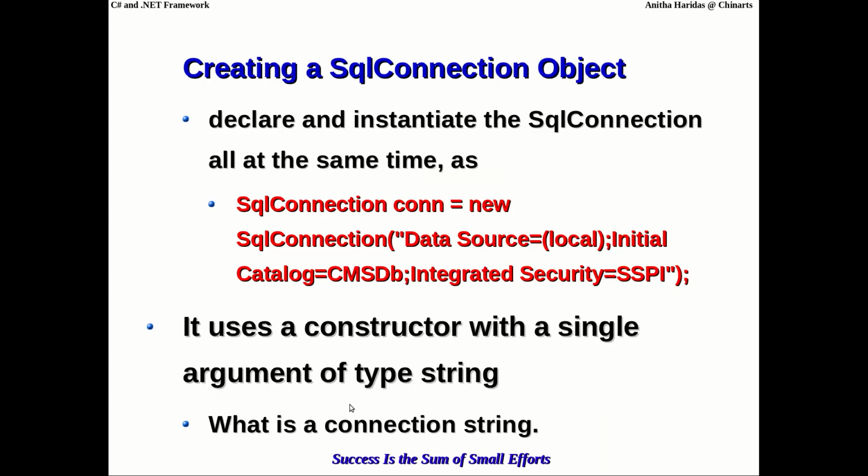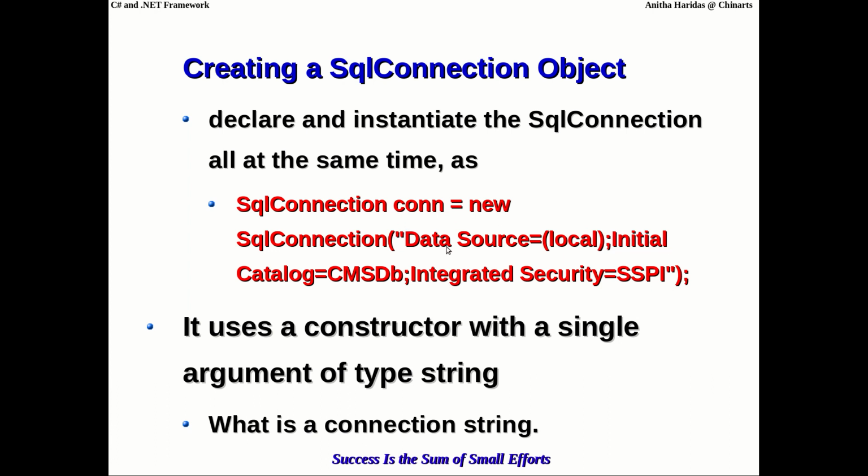Now, when you are creating a SQL connection object, what you have to do? You have to declare and instantiate the SQL connection all at the same time. How do you do it? We have seen already a MySQL connection example. In the same way, you specify the class name, then the object name, and use your new operator SQL connection. Then this is what you call the connection string.